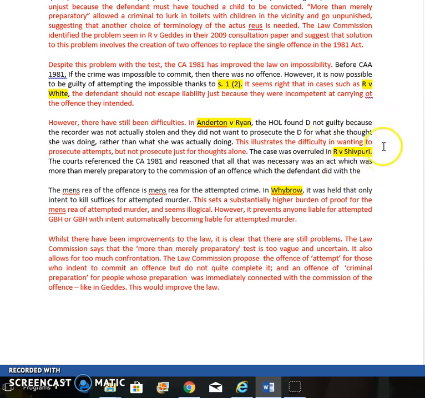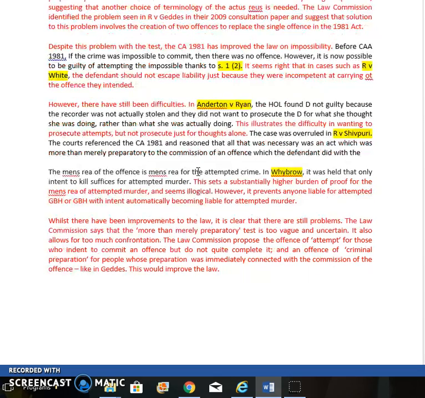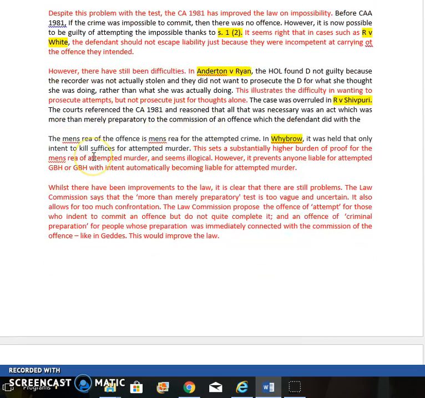But we have a clear answer from Shiv Puri now. Shiv Puri overruled Anderton and Ryan. And of course, whenever you've got courts overruling themselves, that illustrates that the law is problematic. Mens rea is also a little bit problematic. You could talk about the case of Wybrow, so that for attempted murder, you have to have intention to kill, which sets a higher standard because for murder, you only need intention to cause GBH. And I've put the practical reason for that there.